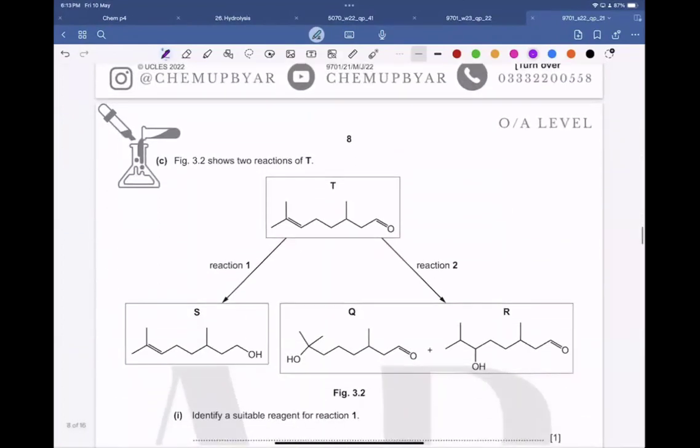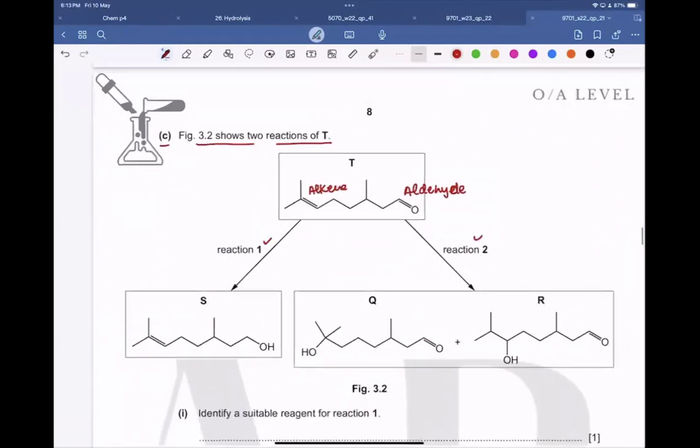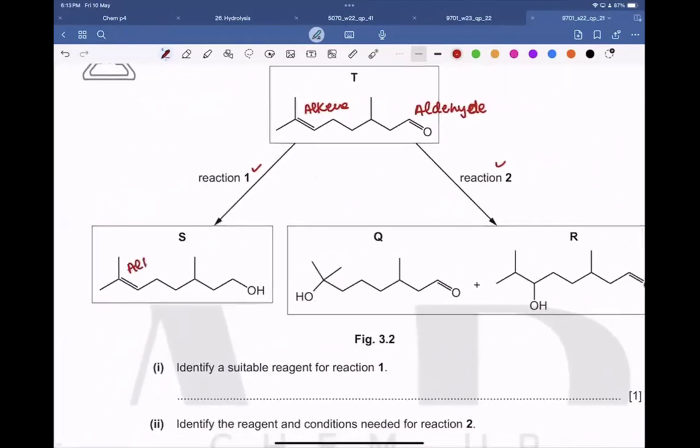Okay. Now, see, figure 3.2 shows two reactions of T. Here we have reaction 1 and here we have reaction 2. If you see in reaction 1, it's an aldehyde and that is an alkene. And if you see over here in reaction 1, the alkene stays an alkene, but the aldehyde turns into an alcohol. So it means this reaction is a reduction. Is this understandable to all of you?